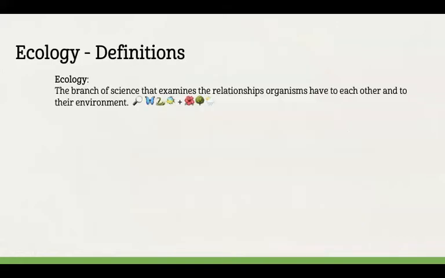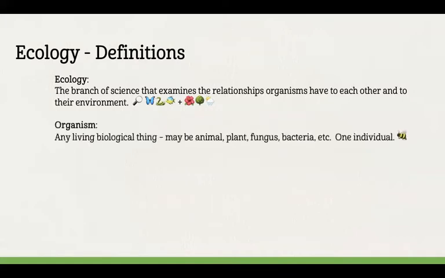So we'll begin with a few definitions. First, ecology is the branch of science that examines the relationships organisms have to each other and to their environment. So within this definition, we've got a few words that may be new. Organism is any living biological thing. This may be an animal, a plant, bacteria, etc. But it's just one individual. Just that one little bee there is one organism.